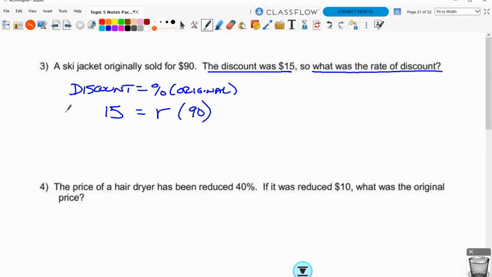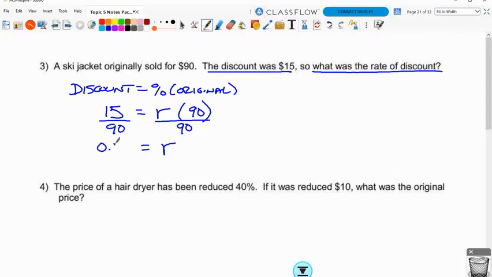R is on the right side of the equal sign. It's being multiplied by 90. So I'm going to have to divide by 90 on the right in order to get R all by itself, which means I need to divide the left by 90 as well. On the right-hand side, 90 divided by 90 is 1, leaving us with R. In your calculator, you'll type in 15 divided by 90. And this should be a decimal that looks familiar to us.